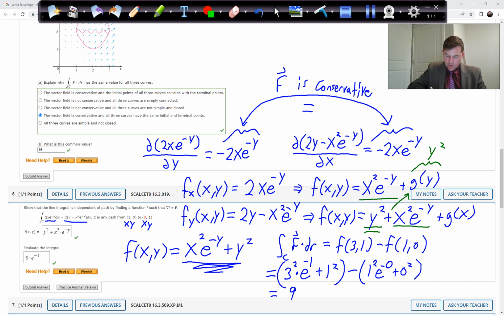This is going to equal 9 e to the minus 1 plus 1 minus this whole term, e to the 0 is 1, 1 squared is 1, so this is going to be minus 1, that 0 squared goes away. So we get 9 e to the minus 1 plus 1 minus 1, those two 1's cancel. So the whole thing is 9 e to the minus 1, just some number. So going from point 1, 0 to 3, 1 is going to cost us 9 e to the minus 1 units of whatever we're considering this. Some kind of energy probably. Okay, so that's problem 6.